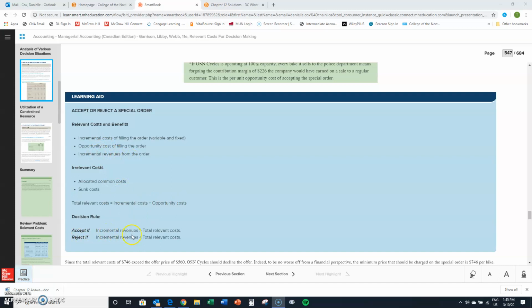And if our incremental revenues are higher than incremental costs, you're going to make more money than the costs that you're going to incur, then you're going to go ahead and accept that special order. If your incremental revenues are less than the cost, then it's going to cost you more than what you're going to make to fulfill that special order, so then you're going to reject.